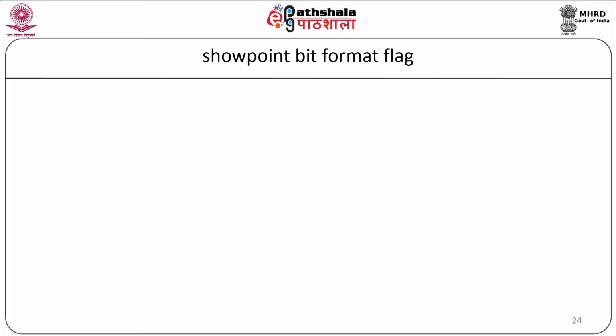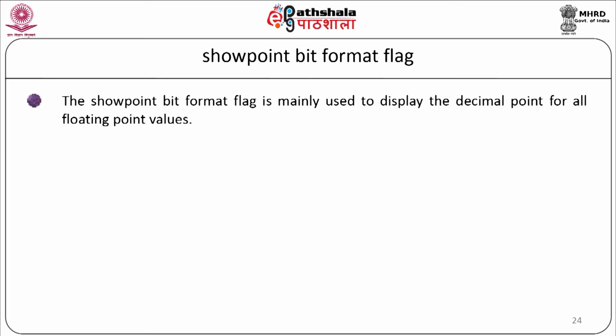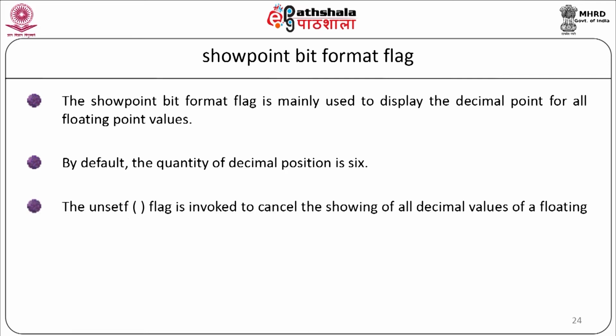Now next is the showpoint bit format flag. The showpoint bit format flag is mainly used to display the decimal point for all floating point values. By default, the quantity of decimal positions is 6. The unsetf flag is invoked to cancel the showing of all decimal values of a floating point number. The syntax is cout.setf(ios::showpoint).